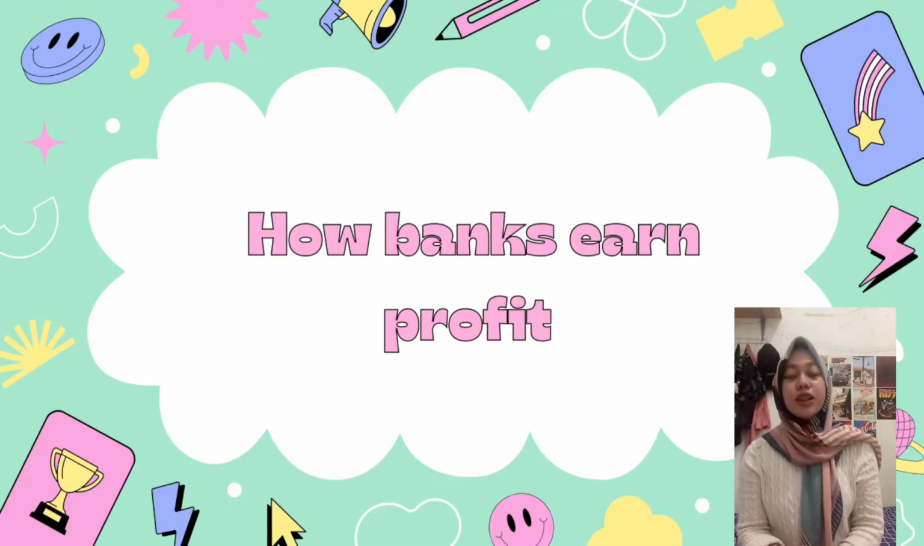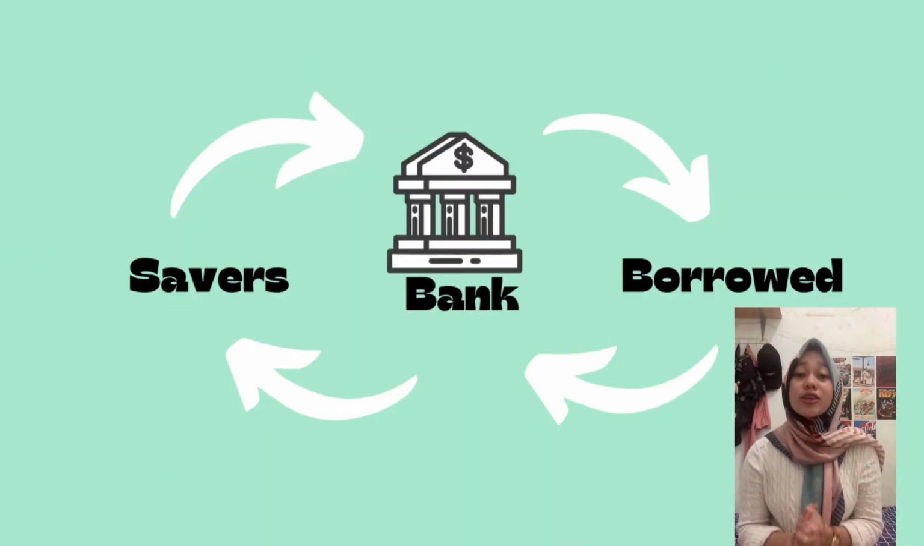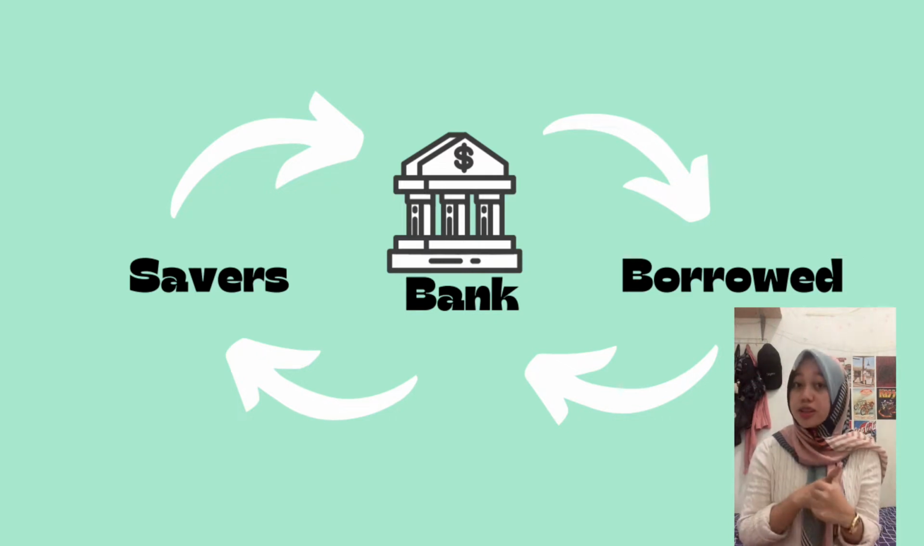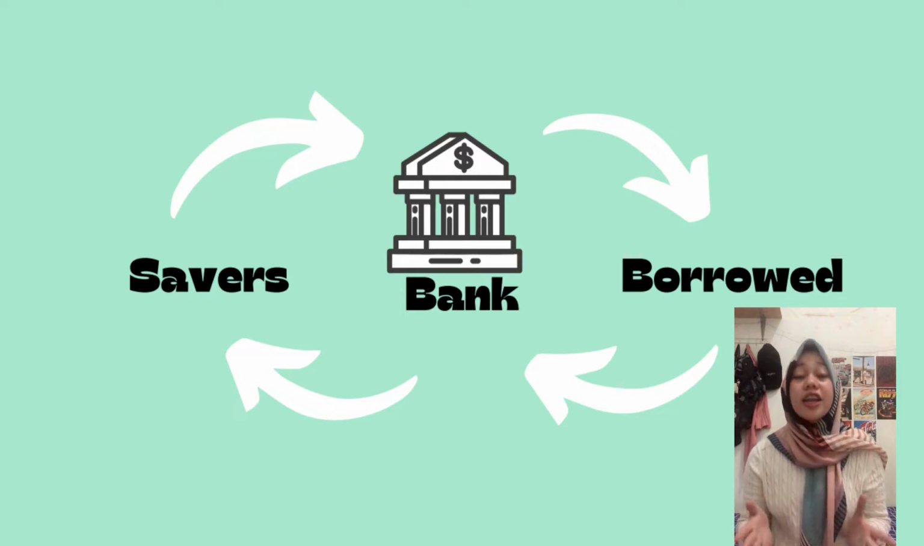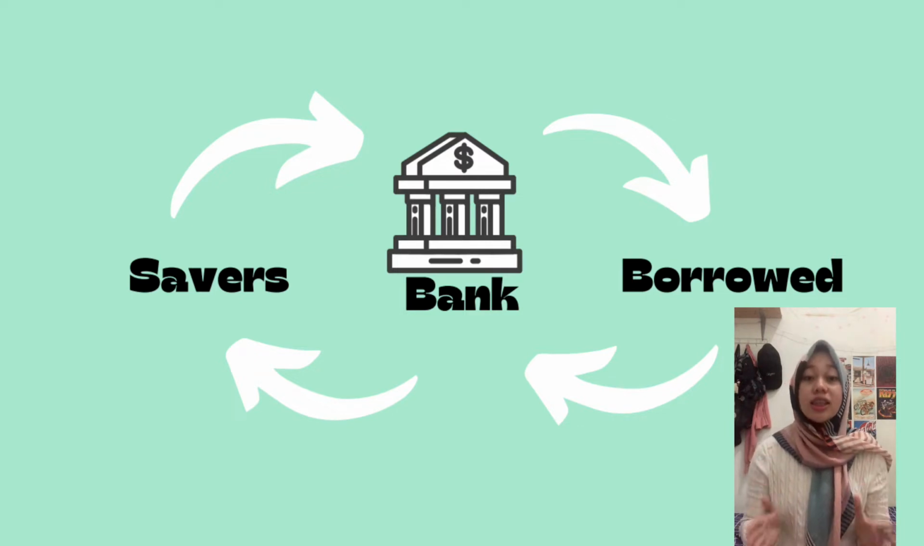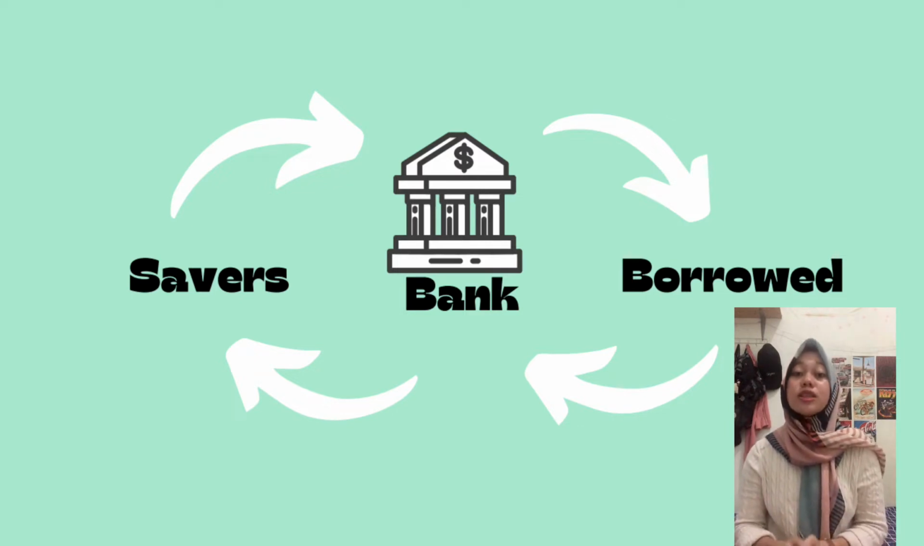Okay, the next material is how banks earn profit. So, there are savers in any economy. These savers include individuals, companies, and the governments itself. Then, they deposit their money into different banks, right? And banks are giving out this money to borrowers, right? And the borrowers also include the same set of people that are the savers. So, individuals, companies, and the government borrow from the banks.